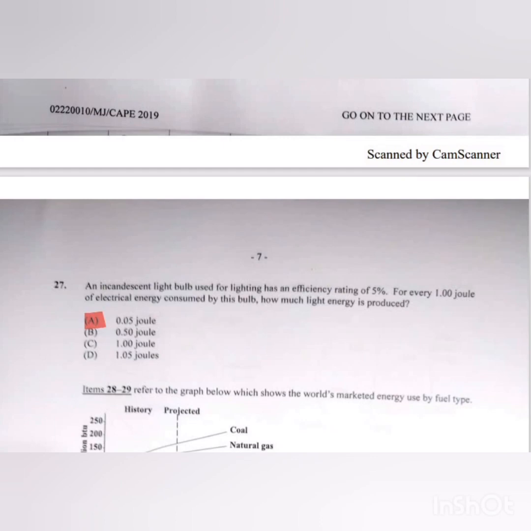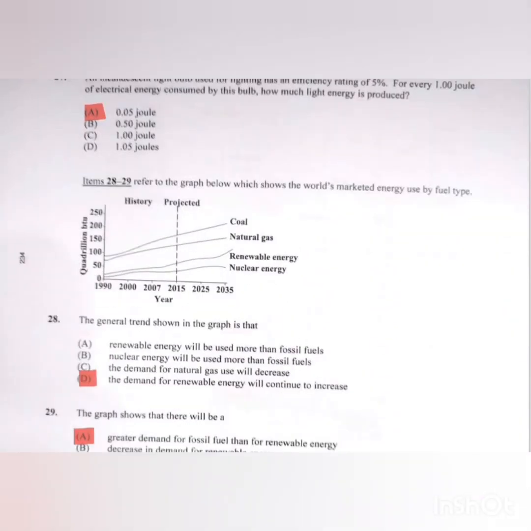27. An incandescent light bulb used for lighting has an efficiency rate of 5%. For every 1 joule of electric energy consumed by this bulb, how much light energy is produced? The answer is A. 0.05 joule.